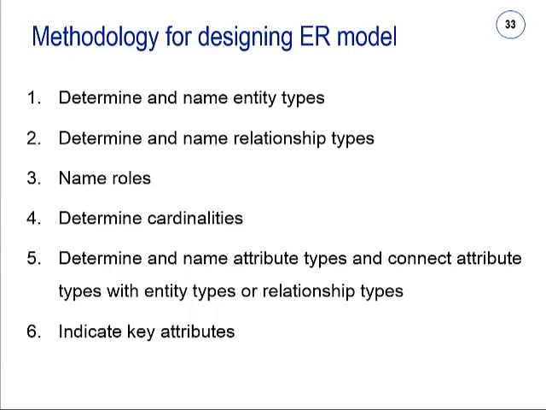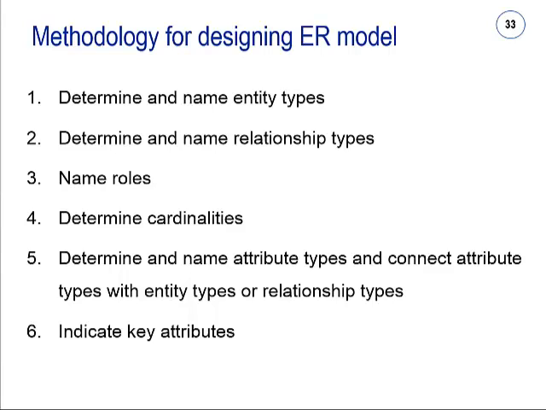To finish this chapter, this part on ER modeling, here you can see the methodology that you're typically going to adopt for designing an ER model. You're going to first determine and name the entity types. A very useful rule here is to look at the nouns in the textual description of the business process or activity. Then you determine and name the relationship types.